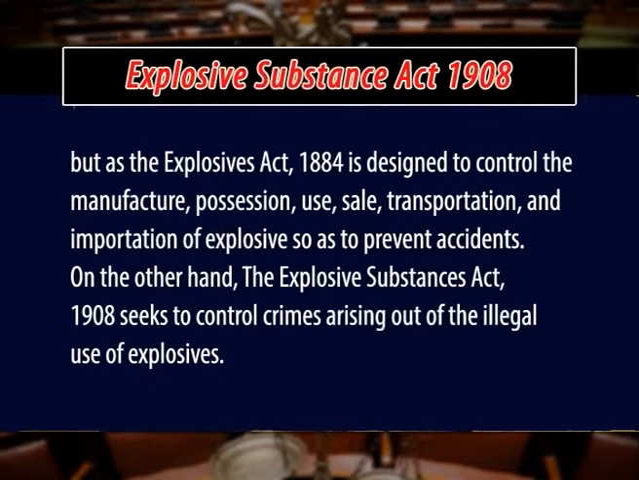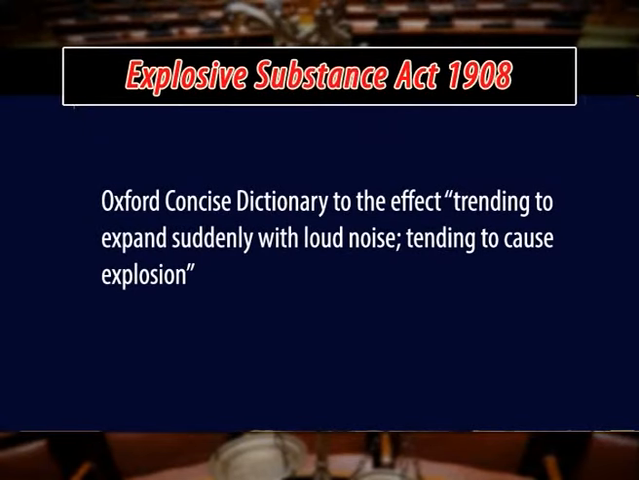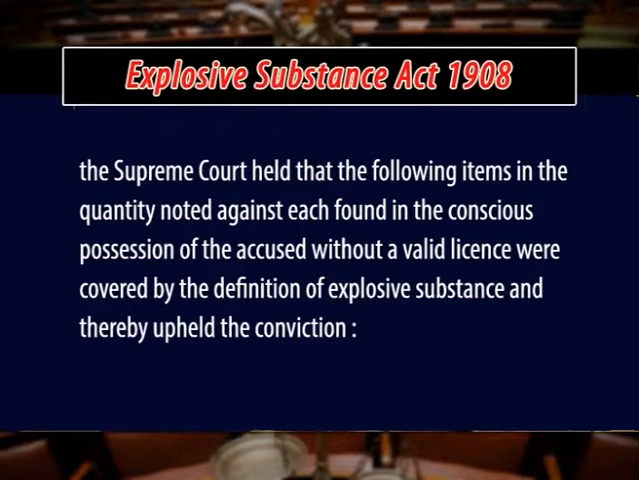But as the Explosives Act 1884 is designed to control the manufacture, possession, use, sale, transportation and importation of explosives so as to prevent accidents, the Explosive Substances Act 1908, on the other hand, seeks to control crimes arising out of the illegal use of explosives. Therefore, relying on the meaning of explosive in the Oxford Concise Dictionary, to the effect "tending to expand suddenly with loud noise, tending to cause explosion," the Supreme Court held that the following items in the quantity noted against each, found in the conscious possession of the accused without a valid license, were covered by the definition of explosive substance, and thereby upheld the conviction.